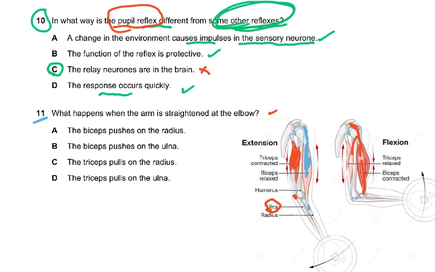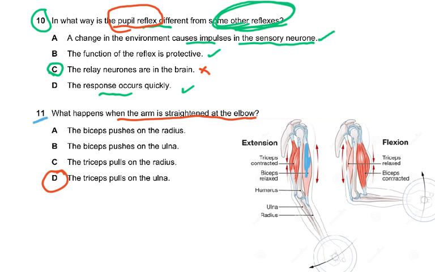So what you have to understand is, please look at the diagram carefully, and you can understand what happens when the arm is straightened at the elbow. D, the triceps pulls on the ulna. So there is flexion and extension. When you flex, you bend your arm at the elbow. When you extend, the triceps is going to pull on the ulna.